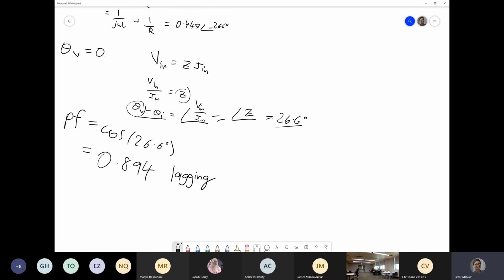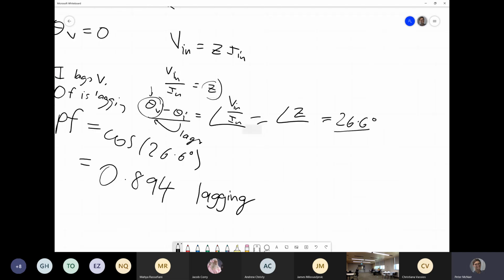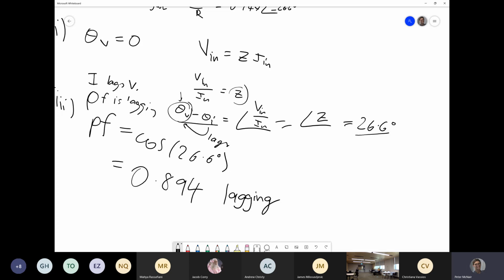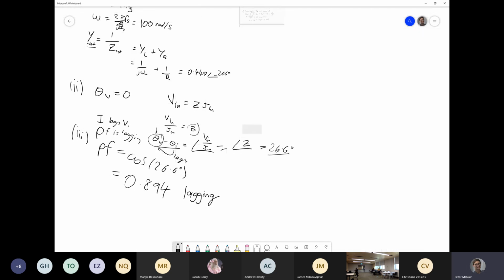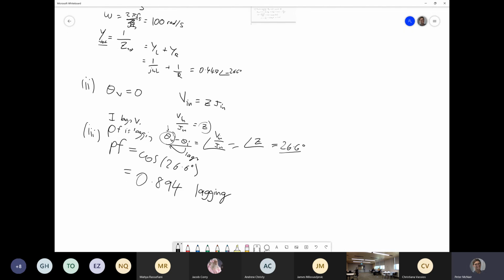So that means that even though theta V is 0, theta I is a negative value. So voltage leads, current lags voltage. If I lags V, PF is lagging. Also, there's no capacitor. We know that inductors are always going to have a lagging power factor. It gets a bit more confusing when we've got both; we don't know which way it's going to turn. But here, it's pretty obvious that it's going to be lagging, and it's proved by the maths. That's good. That's what we want.